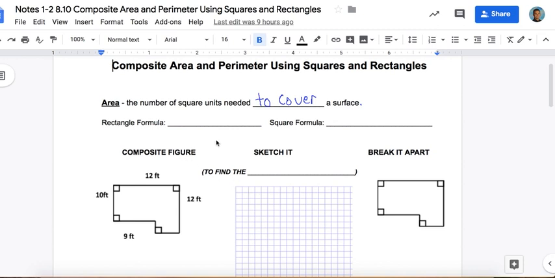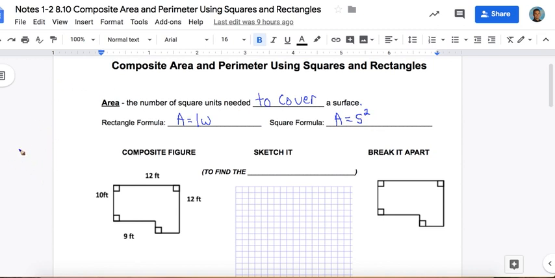And you have your formula sheet, so go ahead and look up the formula for rectangle and square. And you can see, hopefully you wrote down A equals length times width. And for a square, it's area equals side times side or side squared.